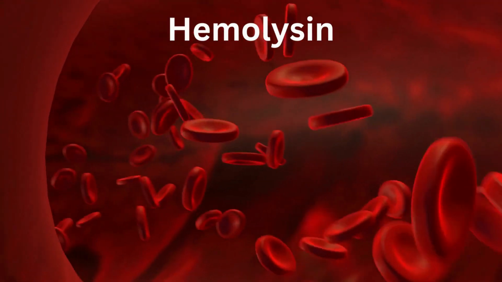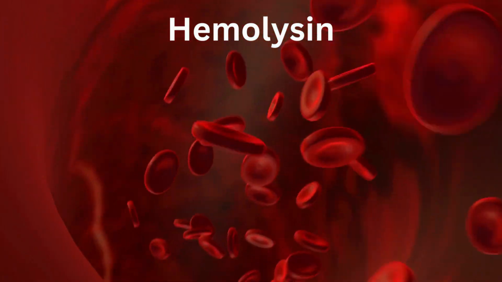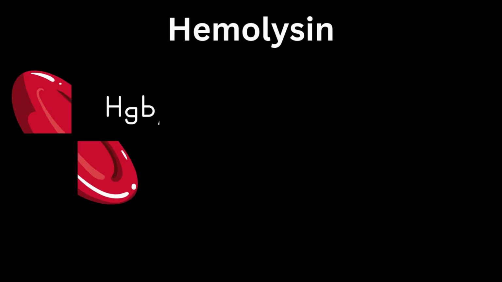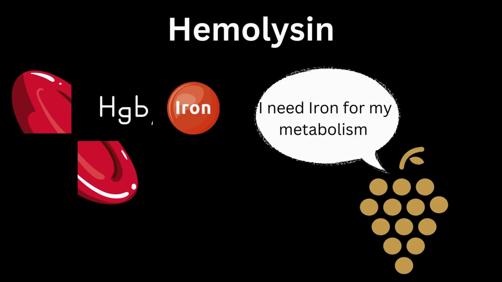Next, we have hemolysin. Hemolysin is a toxin which breaks the blood cells. When these blood cells break, the hemoglobin that's present in the blood cells is released. Hemoglobin has iron in it, and this iron is a golden present for the Staphylococcus aureus bacteria. You may ask, why is it a golden present? That's because Staphylococcus aureus uses iron in its metabolism. Hence, it's a win-win situation for this bacteria.